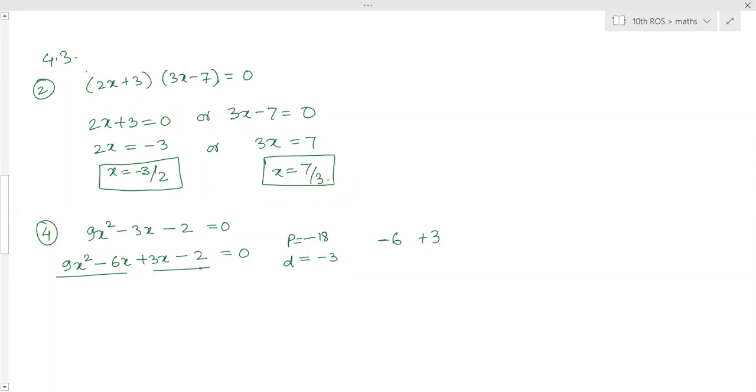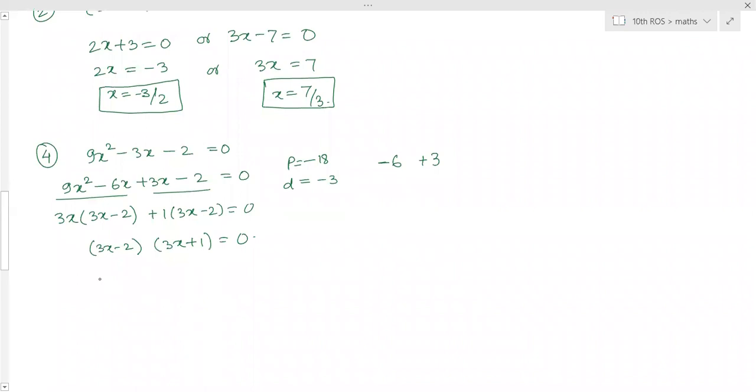Then factorize it. Common is 3x. So it is 3x minus 2 plus 1 into 3x minus 2 is equal to 0. So the factors are 3x minus 2 and 3x plus 1 is equal to 0. Now equate each bracket separately to 0 and find the value of x. 3x minus 2 is equal to 0, so 3x is equal to 2, x is equal to 2 by 3.